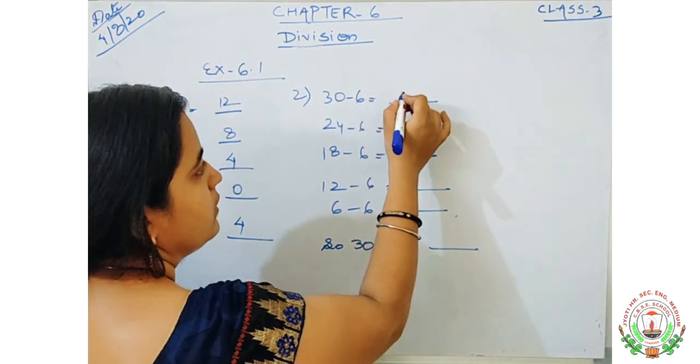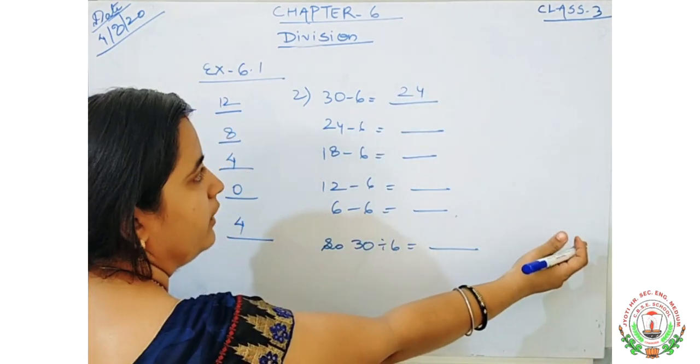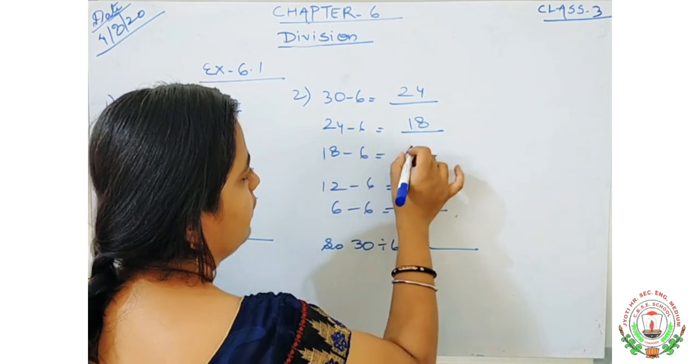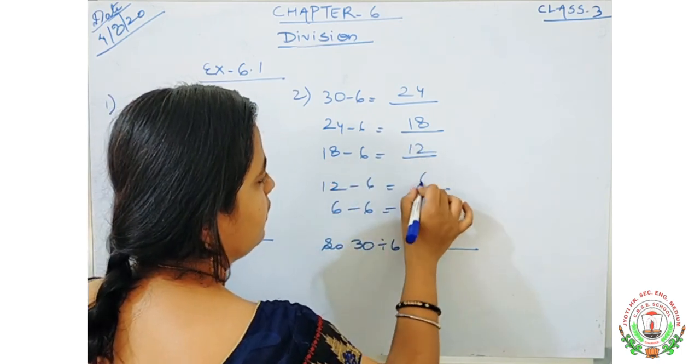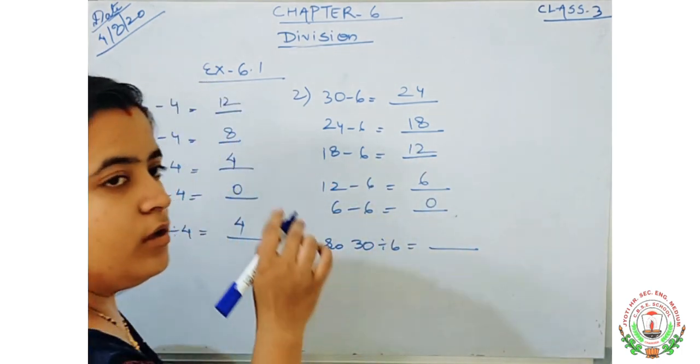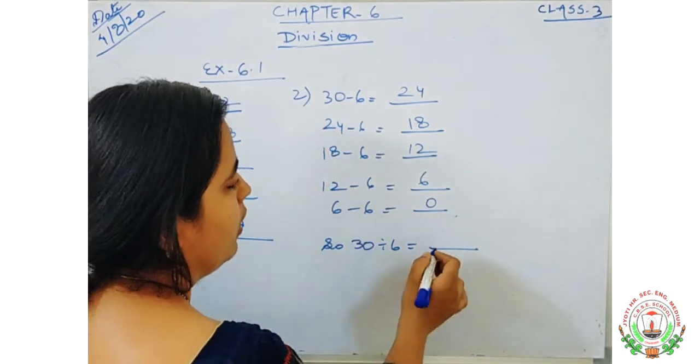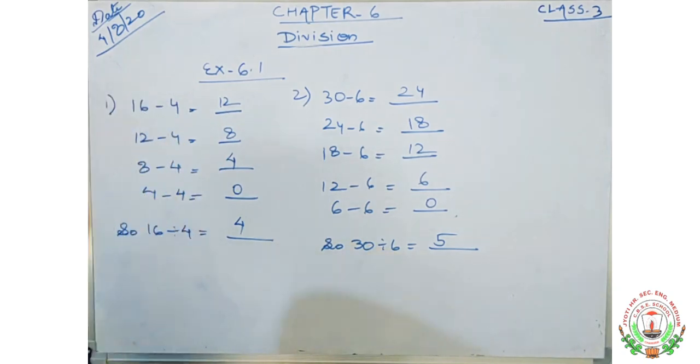30 minus 6 is 24. You can subtract and see here. 24 minus 6 will be 18. 18 minus 6 is 12. 12 minus 6, 6. 6 minus 6 is 0. So how many times have we done the subtraction? 1, 2, 3, 4 and 5. So we will write here 5. Number 3.